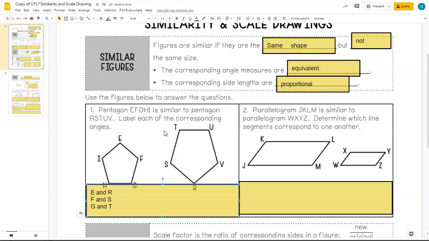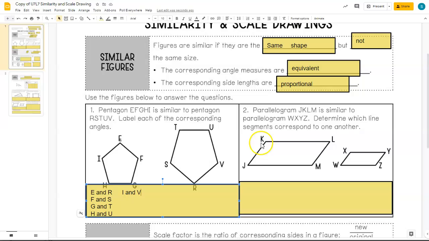Then we've got H and U. And since I'm running out of space, I'm going to go to the next one. And then we've got I and V. Okay, so those are our corresponding angles. Let's look at the next one.